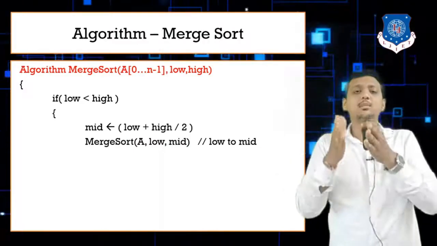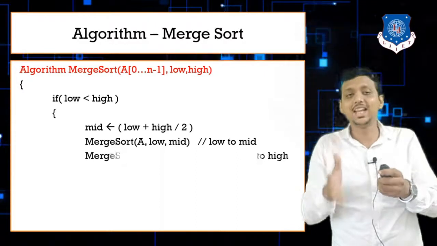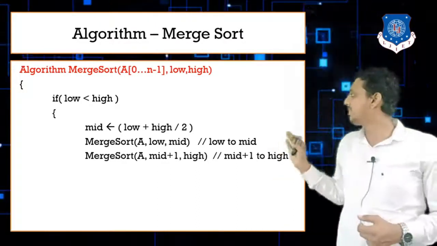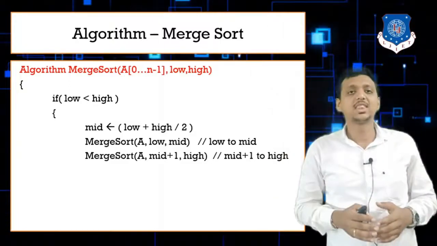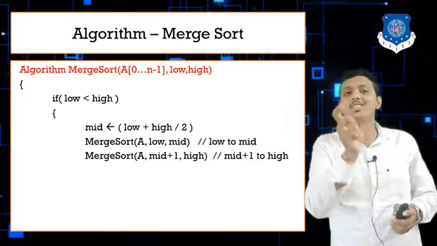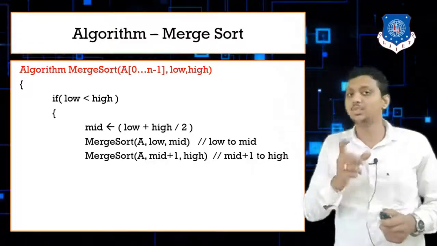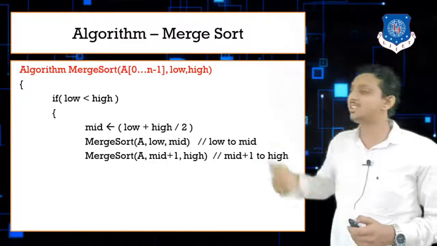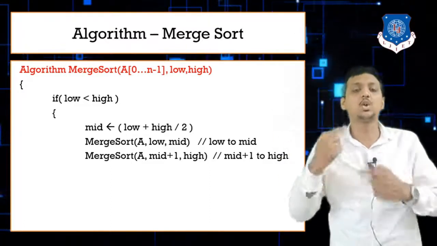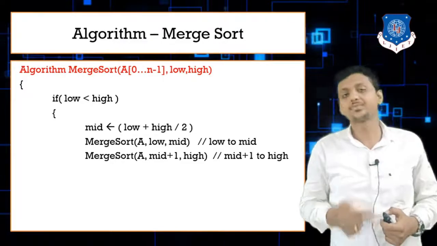So I'm applying merge sort from low to mid, and then from mid plus 1 to high. I'm applying merge sort on both of them, and they keep calling themselves again and again until they become a single entity. Or we can say, until the condition low is less than high becomes false, this merge sort function keeps calling itself.